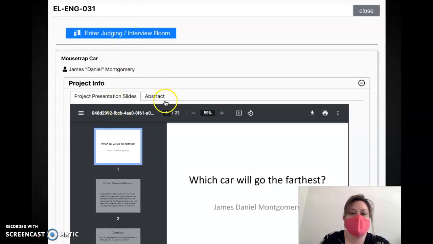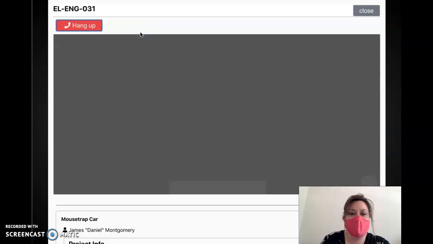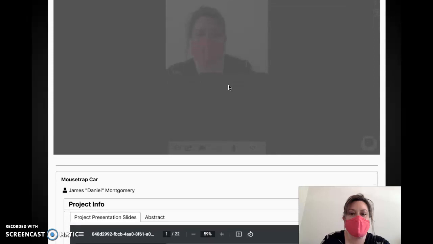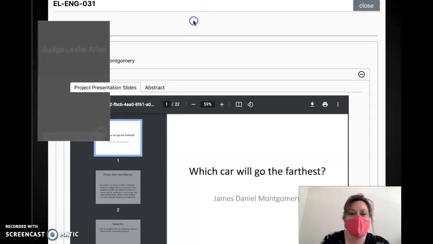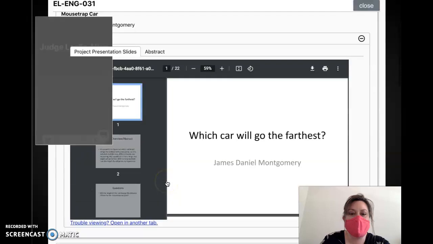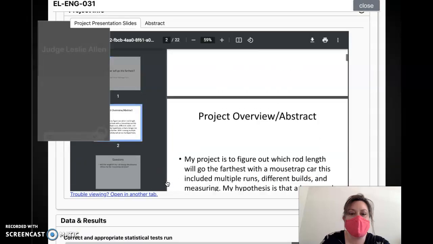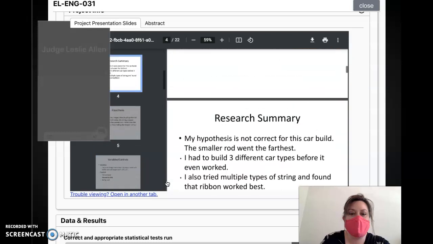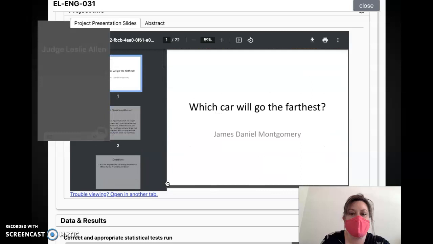You'll enter the judging room, so you have these pieces with you and available. You'll enter the judging room and you'll notice that it's a Zoom-like call. And you'll wait for the other judges to arrive into the room with you, as well as the student, who in this case is Mr. Montgomery. And you can see that as you're in the room, there is a camera feature, a mute feature, a hang up feature, and that you also are able to see the slides, etc., that go along with the student's presentation. Now, the student will not be able to show you their screen.